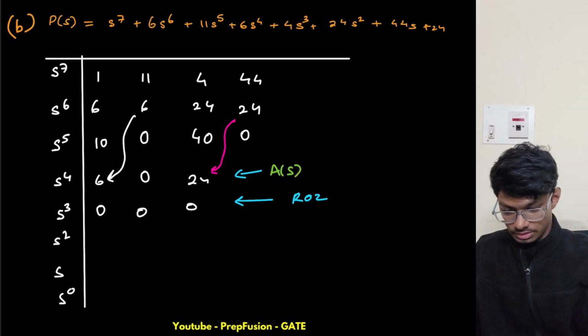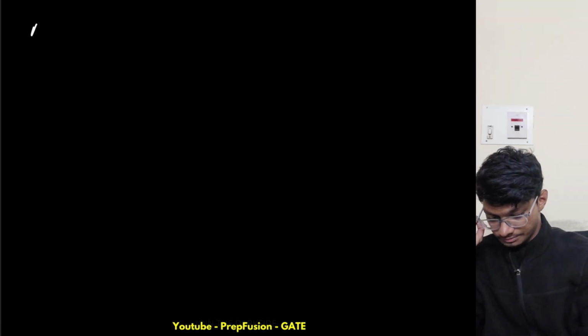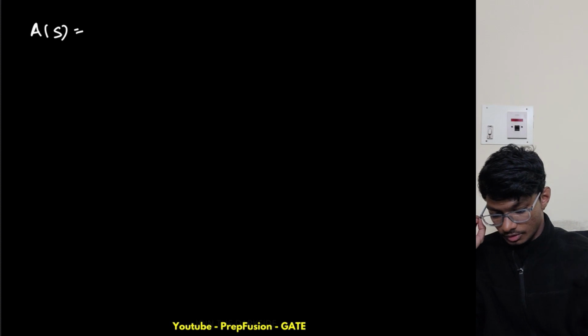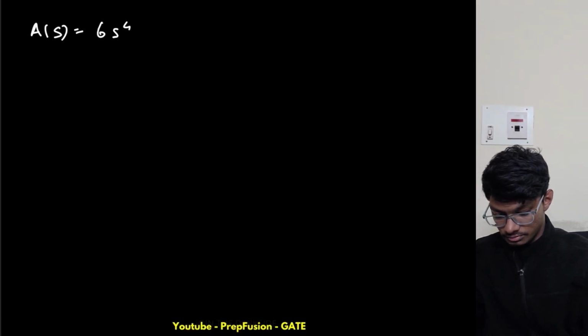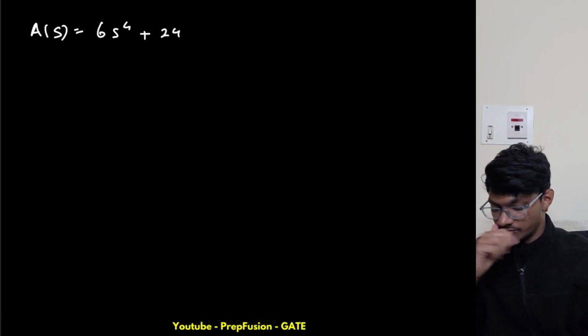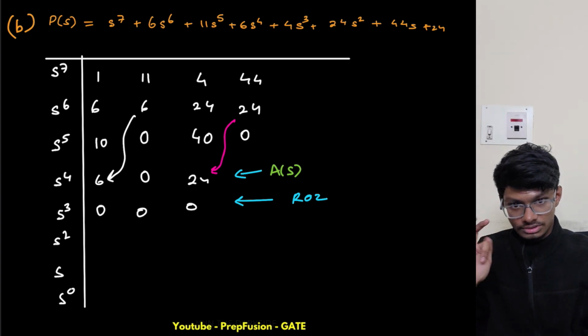Auxiliary equation. So this will be my auxiliary equation basically. Then let me write A of s. A of s equals 6s to the power 4 plus 24, right? 6s to the power 4 plus 24. So this is my auxiliary equation basically.